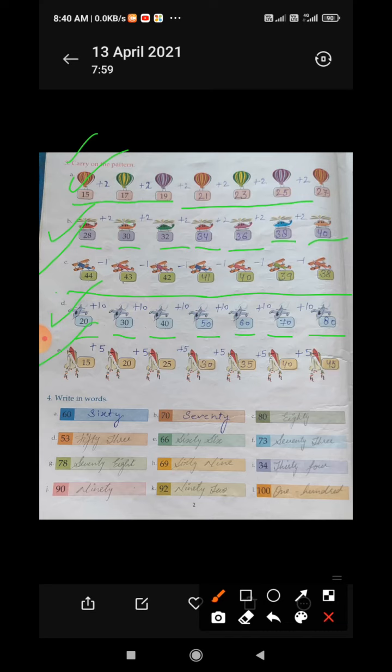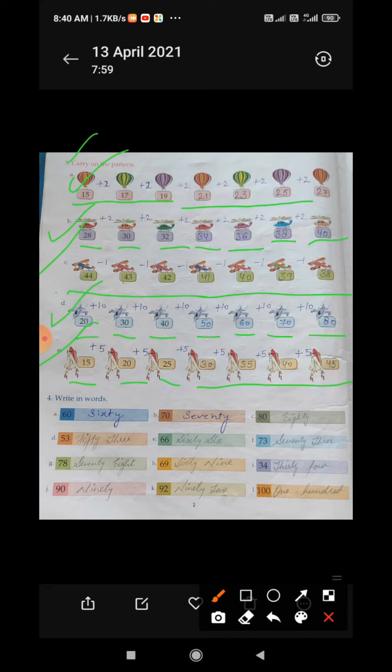Now E part. 15, 20 and 25 are given, and here you can see the difference between 15 and 20 is 5. So add 5 to 15, you will get 20. Now add 5, here you will get 25. Now again add 5 to complete the series, write in the space given. To 25 add 5, you will get 30. Now add 5 to 30, write here 35. Now add 5 to 35, write here 40. Now add 5 to 40, write here 45.